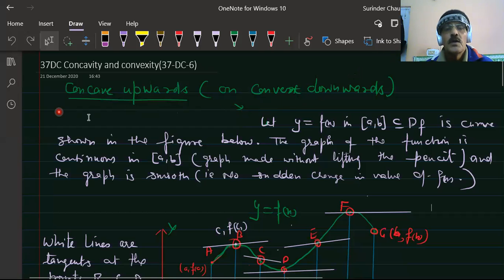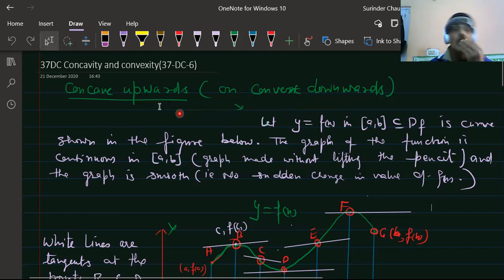Hello students, in this lecture we'll study the behavior of the curve in the domain or in a subset of the domain. The behavior of the curve means whether the curve is concave upwards or concave downwards. If the curve is concave upwards, we will say that the curve is convex downwards. If the curve is concave downwards, we'll say the curve is convex upwards.